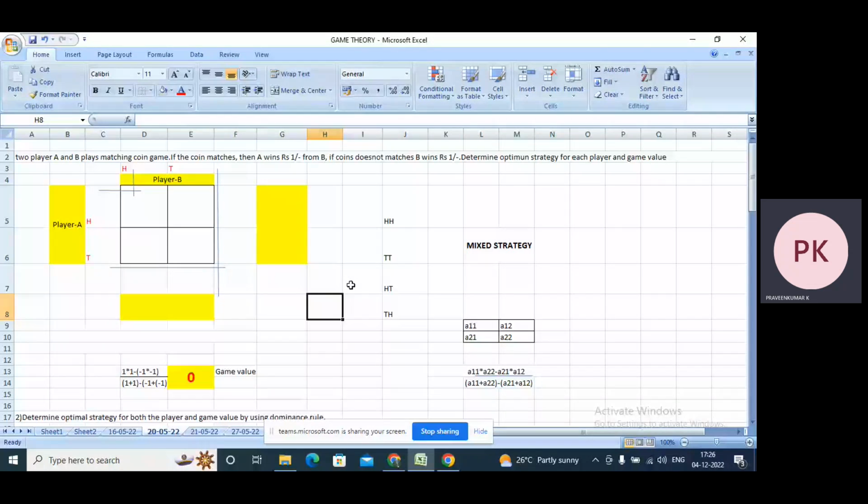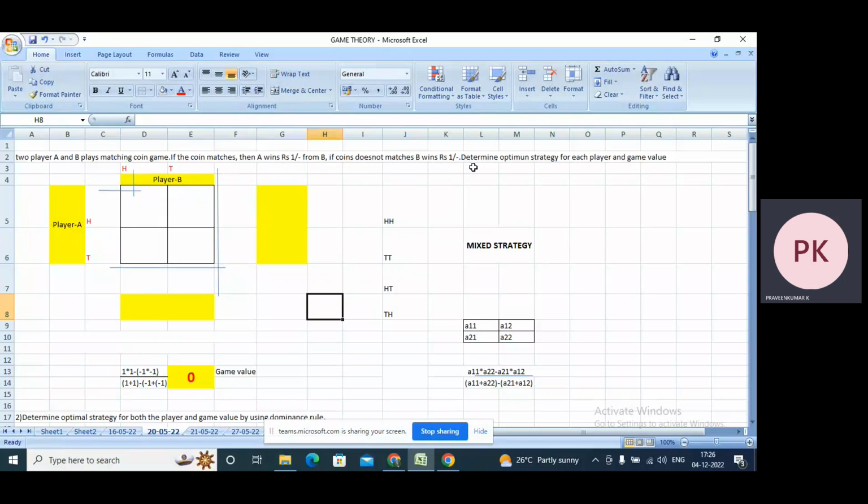So today we'll discuss one more problem on a mixed strategy problem. Let us take this problem. Two players A and B play a matching coin game. If the coins match, then A wins rupees 1 from B. If the coins do not match, B wins rupees 1 from A. Determine the optimum strategy for each player and the game value.